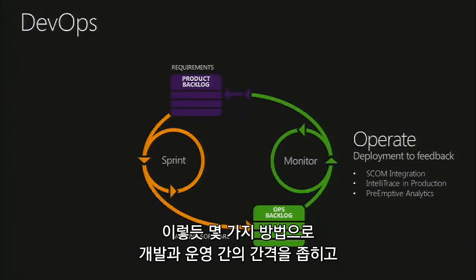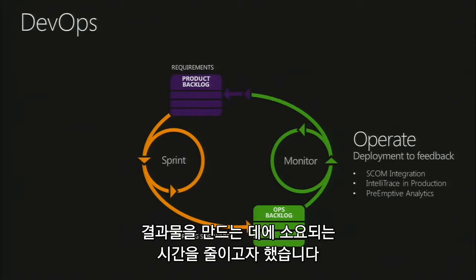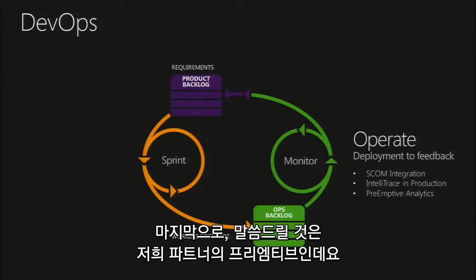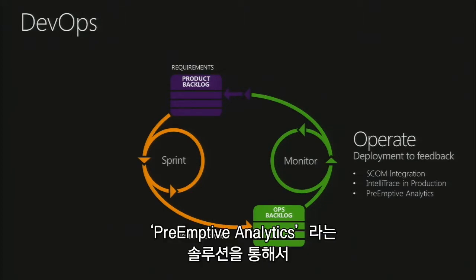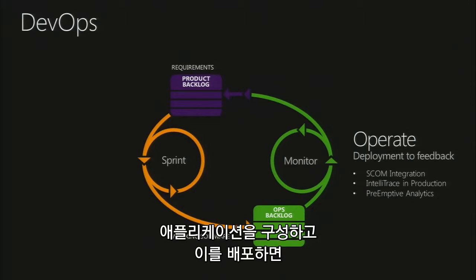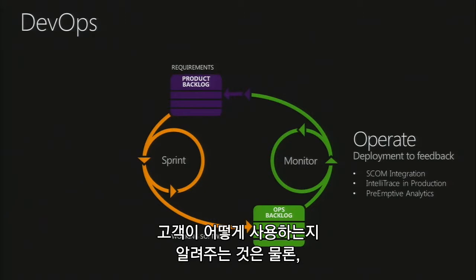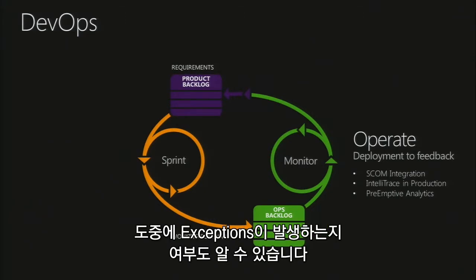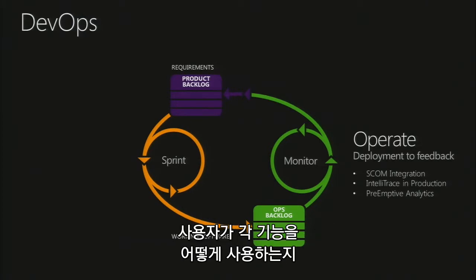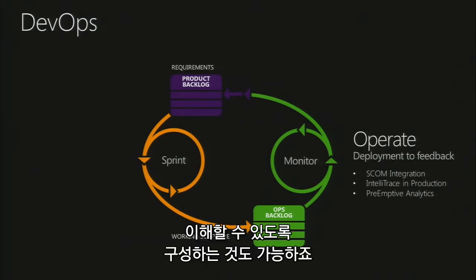So those are just a couple of the ways that we're enabling dev and operations to actually bridge that divide and come together to reduce the amount of mean time to resolution. There's one last thing that I'll talk about, which is our partners Preemptive have a solution called Preemptive Analytics, which allows you to instrument your application, and then when you ship your application, you can actually start to capture information about how your customers are using it, whether or not it's experiencing any exceptions in the wild, or you can even instrument it to the point that you can understand how your users are using individual features.